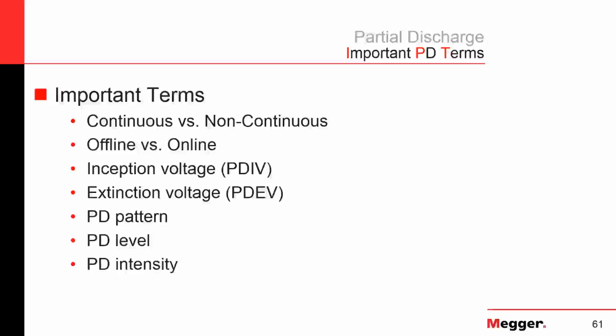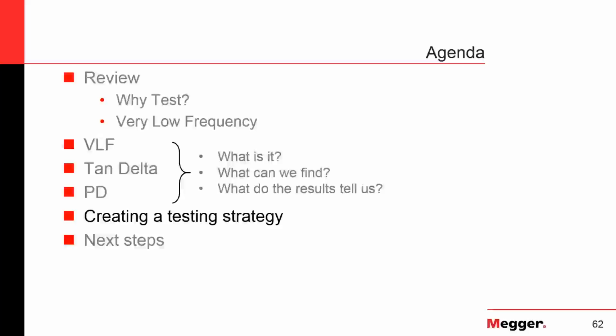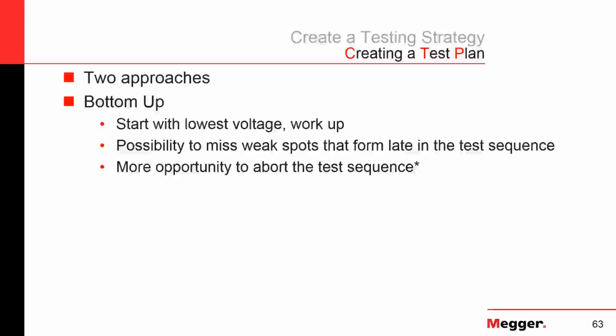Everything we've talked about today has been offline PD testing. That has a lot of advantages in that you can adjust the voltage that you're testing at, get some more diagnostic information, but online testing technologies exist as well with the limitation that you can really only test at rated voltage. We discussed inception and extinction voltage, and we discussed the PD pattern, level, and intensity.